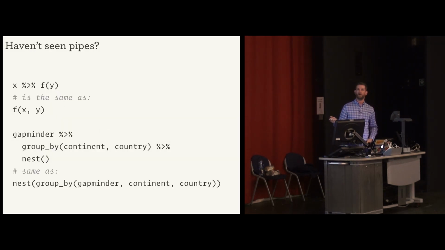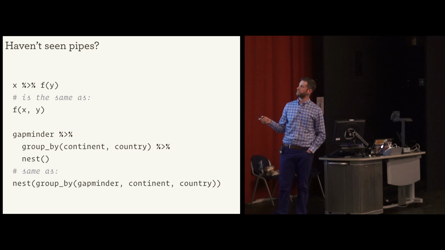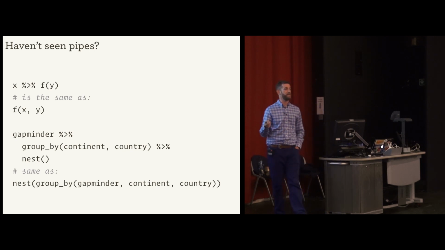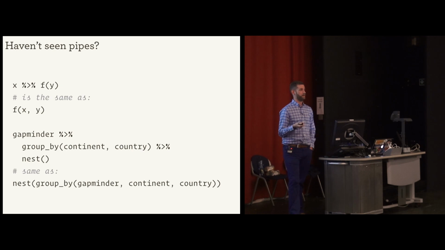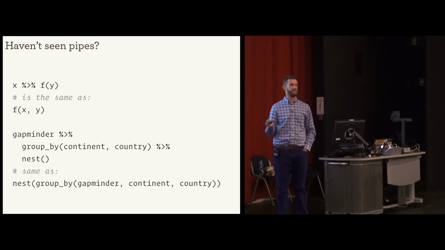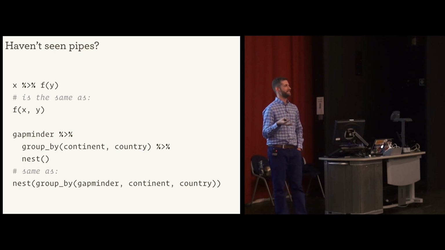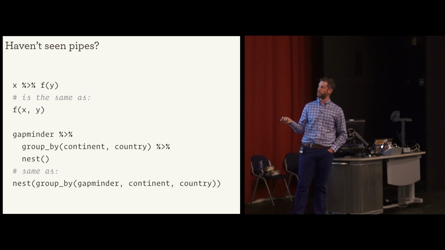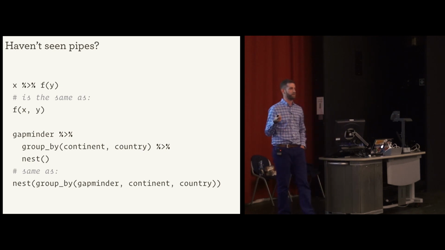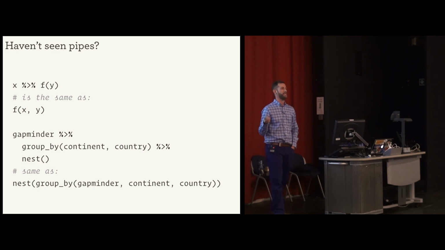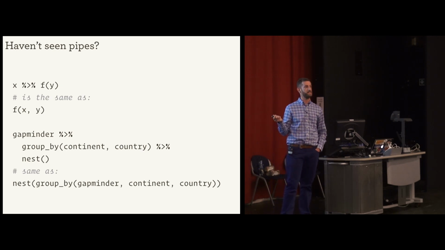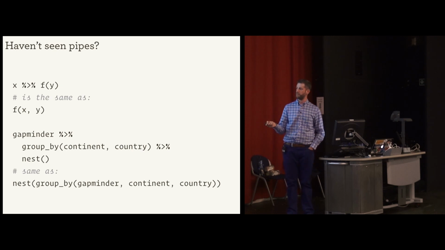How many of you have seen this guy before, the pipe? Okay, so if you haven't seen it before, this operation is just the same as this. So the pipe, which is often pronounced "then", so x then f of y, just takes the thing on the left-hand side and feeds it in as the first argument on the right-hand side. So the pipe is just syntactic sugar. It doesn't change what the code does or what it means, but it makes it easier for us humans to read. So when you read piped code, you can read it as an imperative sequence of operations. Take the Gapminder data, then group it by these variables, then nest it. And behind the scenes, that's exactly the same as this code.